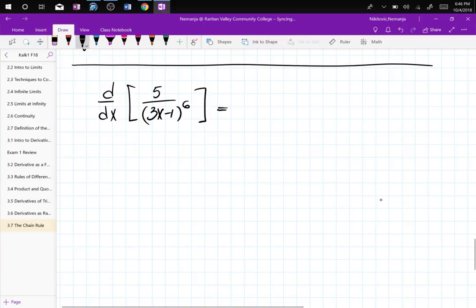So anytime you have a problem that doesn't look like a standard thing that you've seen, try to work around it a little bit to put it in a form that you would like. So now d/dx as instructions outside. I could have moved the 5, but it's going to create confusion, so I'll leave it there. And I'm just copying now. So this is 5 divided by 3x minus 1 to the 6th.